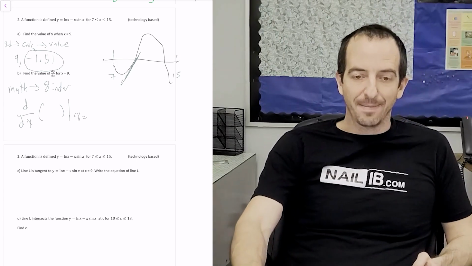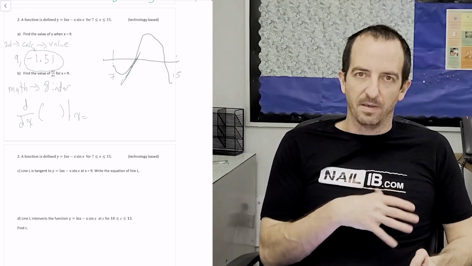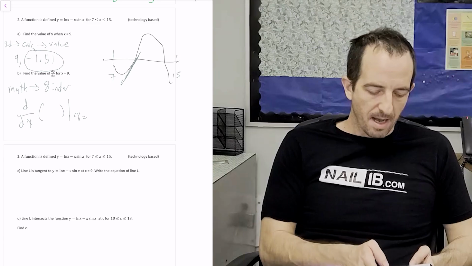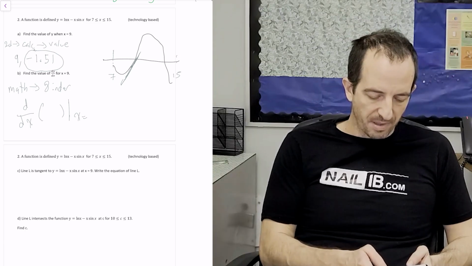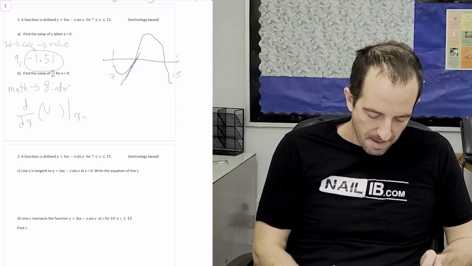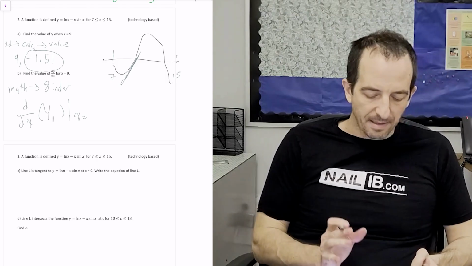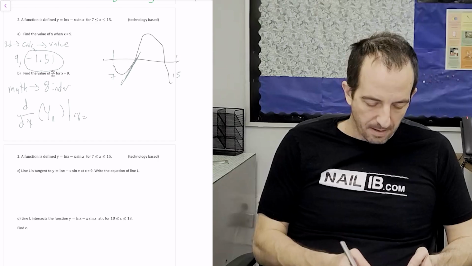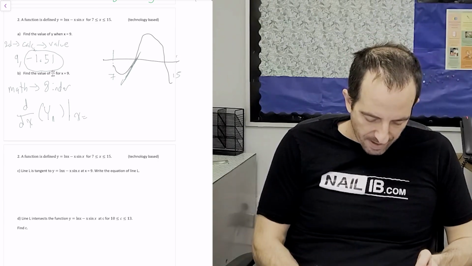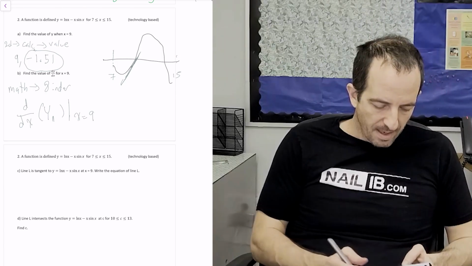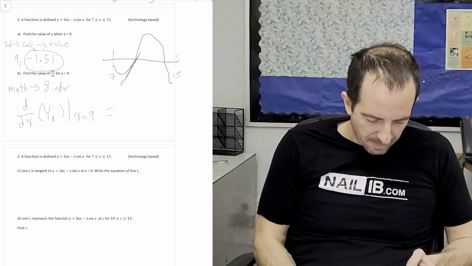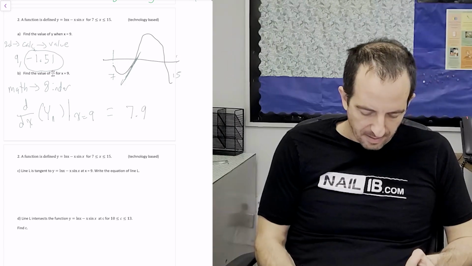For my function, you could type it out again, but since I already have mine written in y1 within the y equals frame, I'm going to press the vars button, Y-vars, and then I have access to my y1. It's going to save you time, and it will minimize the chance of mistake. I press y1, and then for my x value, I'm going to put in 9. And then here, I end up getting back 7.90.